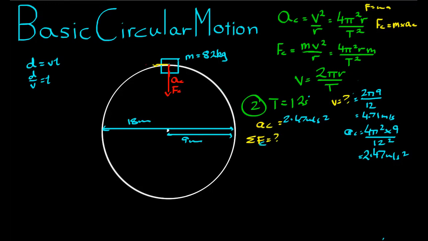So we'll find the force now. Net force, we'll use this formula here. 4 pi squared times 9 times 82 divided by 12 squared. That is 202.3 newtons. So the force has also gone down quite a bit. So if you slow down, you can significantly reduce the force.